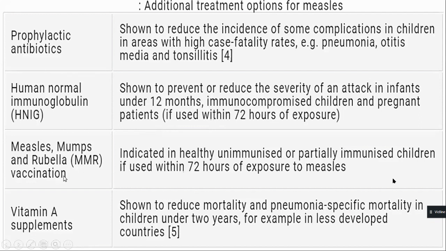Measles, mumps, and rubella vaccination is indicated in healthy, unimmunized, or partially immunized children if used within 72 hours of exposure to measles. So if the patient is exposed to measles and he is healthy, unimmunized or partially immunized, you can give him the vaccine, MMR. Vitamin A reduces mortality and pneumonia-specific mortality in children under 2 years.